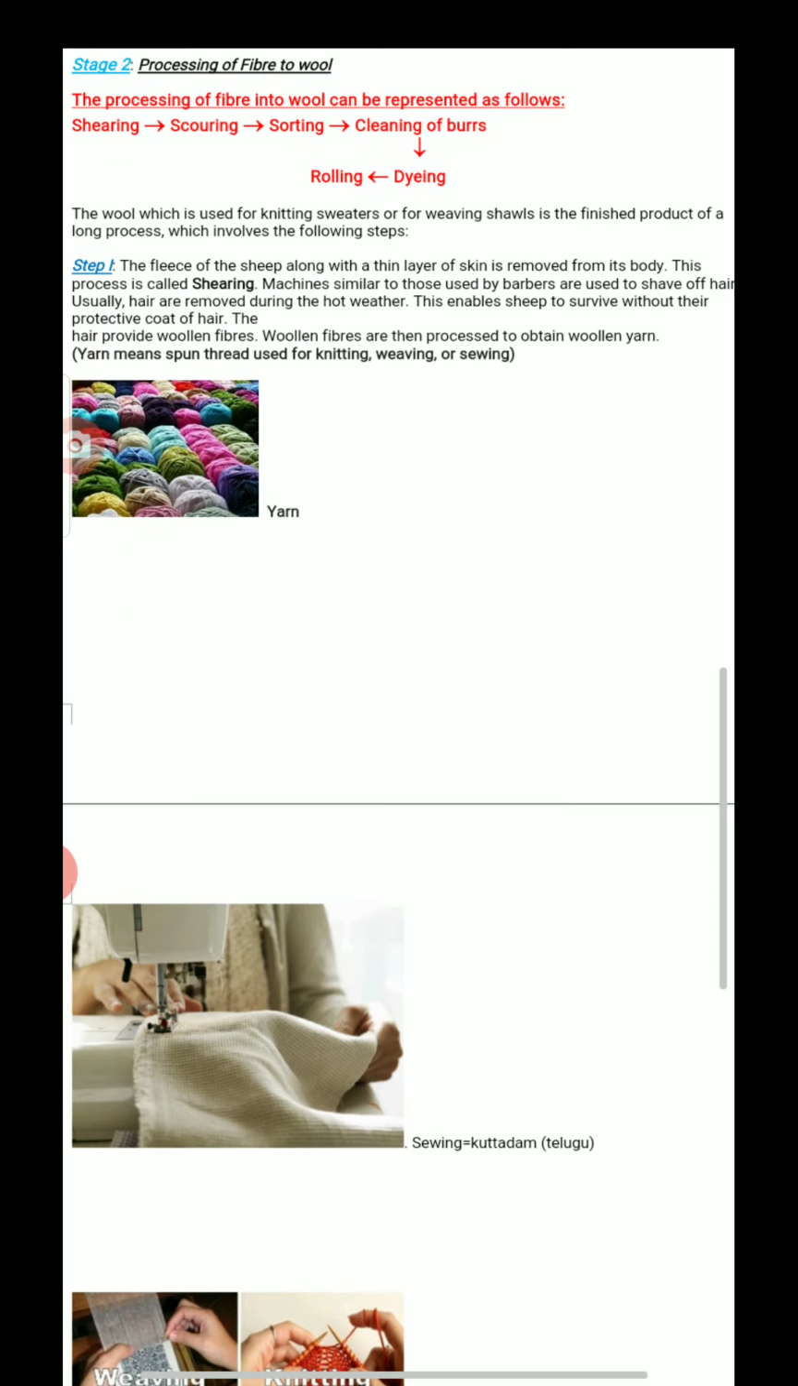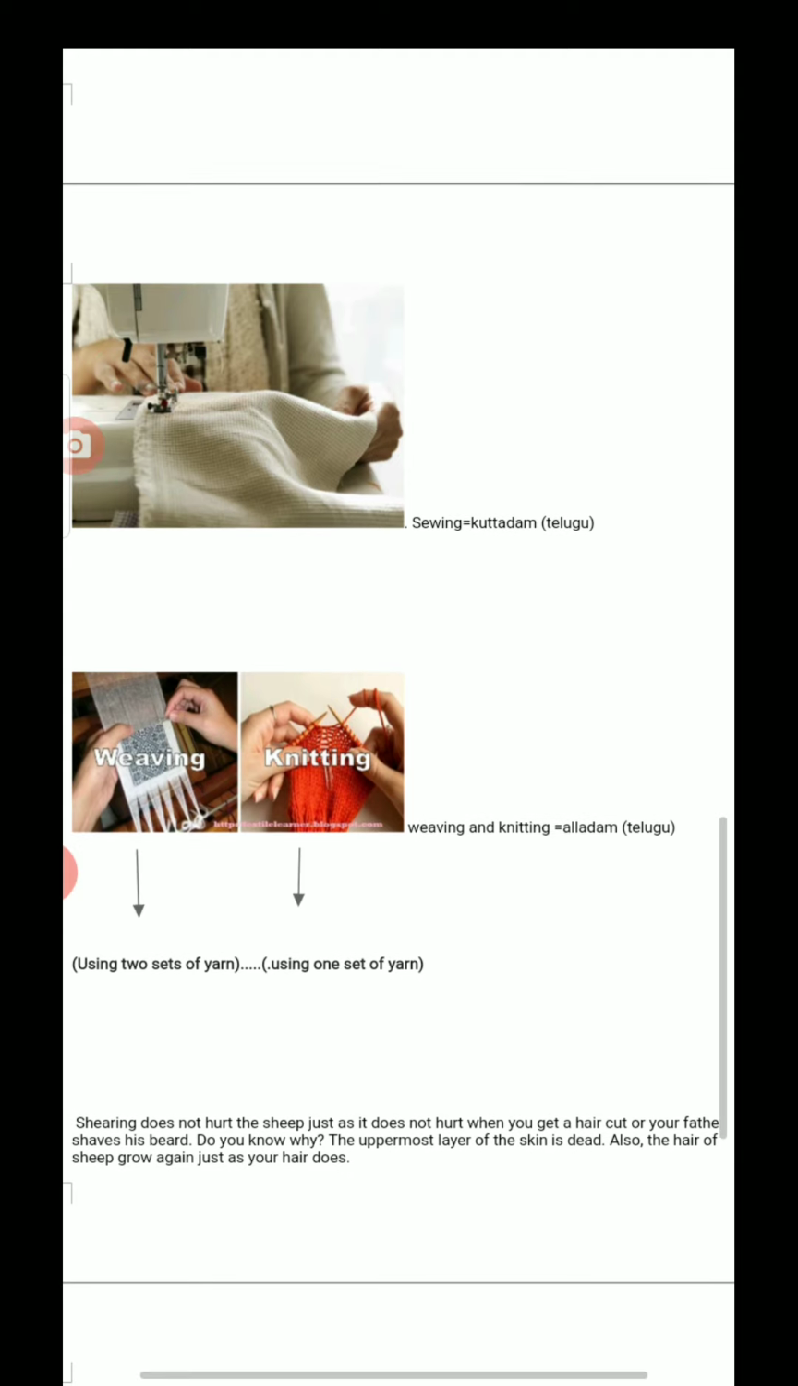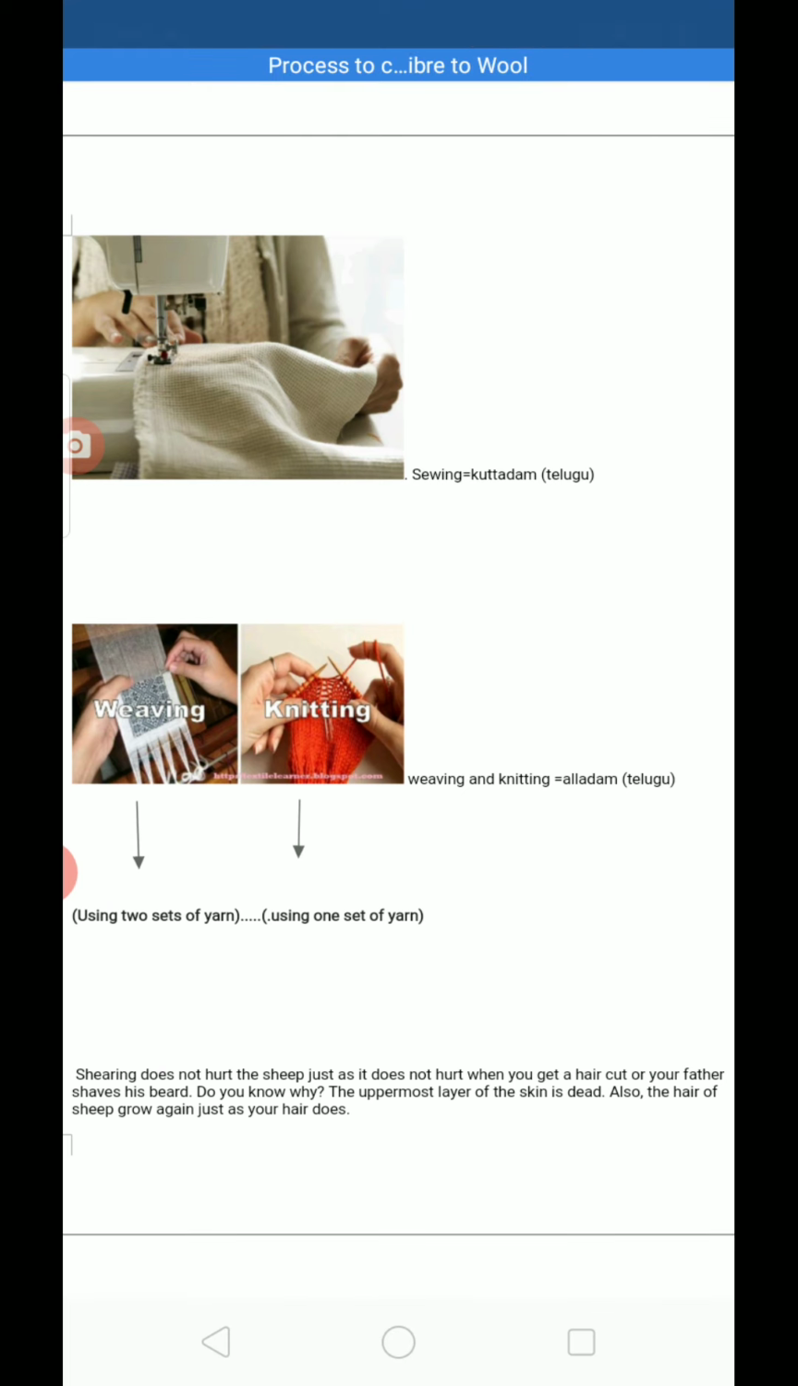So let's see what is that knitting, weaving and sewing means. Sewing means stitching. We can tell stitching, kottadam in Telugu. Weaving and knitting is similar. That is like alladam in Telugu. Alladam, allika we can say. Then what is the major difference between weaving and knitting means? Knitting means when we use one set of yarn, that is called knitting.